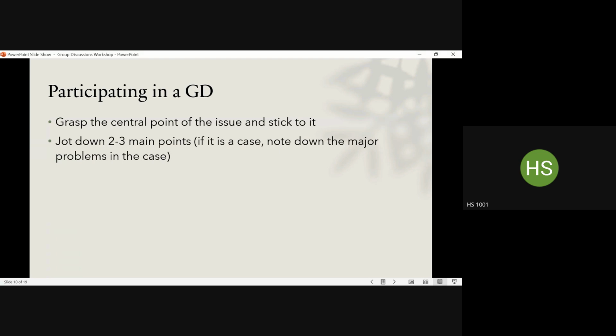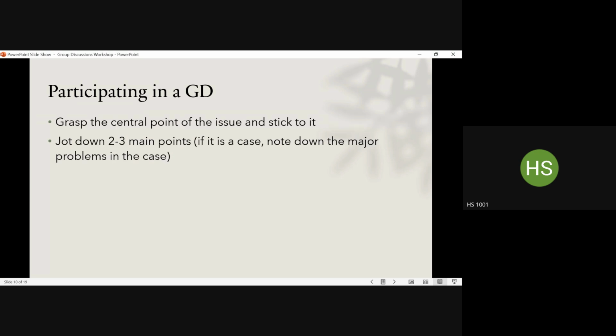When you are trying to figure out what it is that you want to say, you can refer back to the topic. The central concern can be split into 2 or 3 points, not more than 3 points because you only have 1 minute to speak. So you split that central concern into 2 or 3 points, and then you ask yourself, how do I respond to this first point? How do I respond to the second point? How do I respond to the third point?